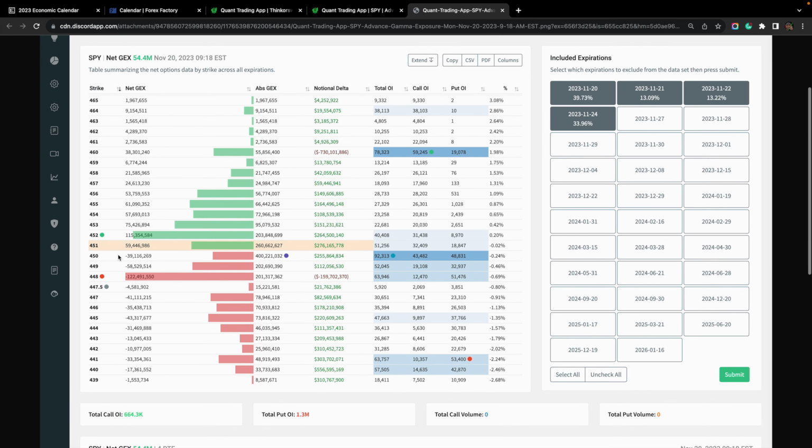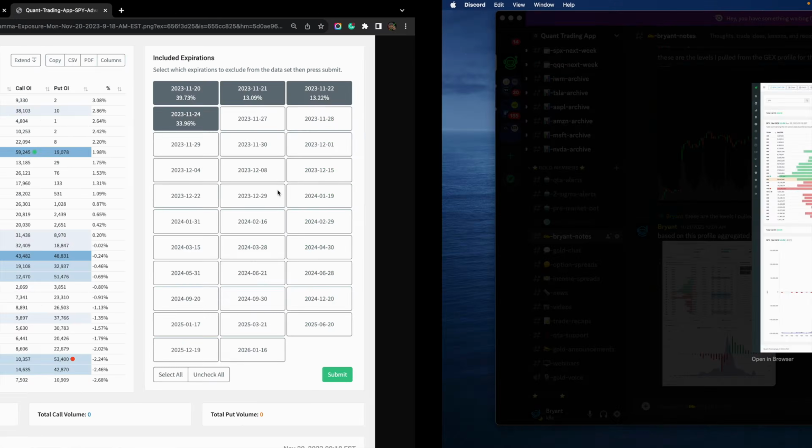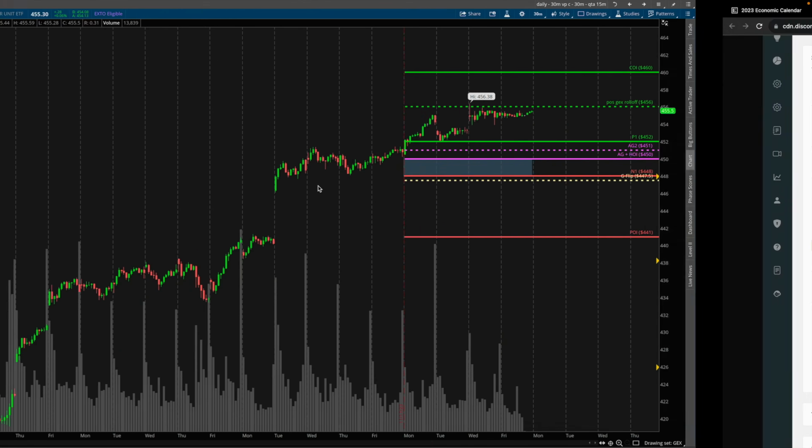As we come here, we can see price got above 452, and what did it do? It rolled right up to about this region here, and then it didn't really get much higher. If we take a look at our chart, that was 456.